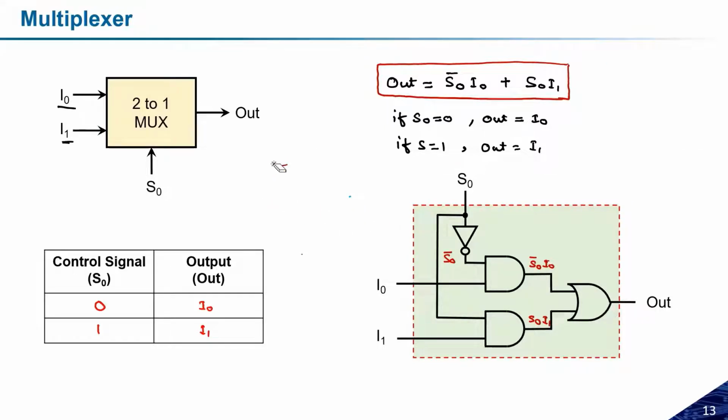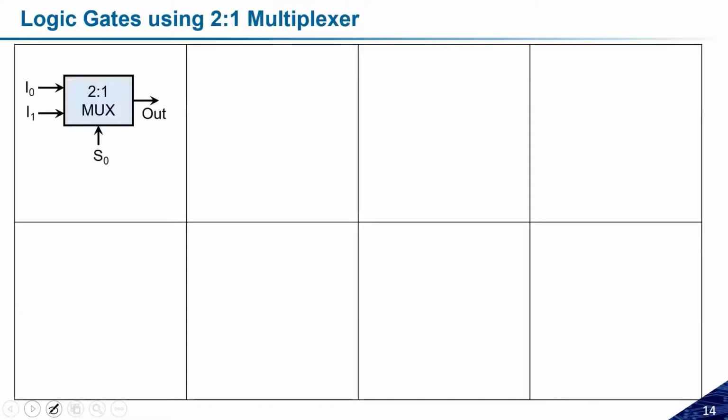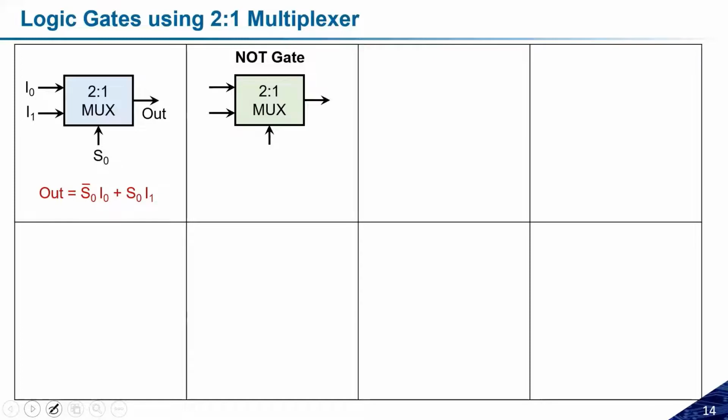So let us try to see how we can design different logical gates with the help of a multiplexer. Logical gates using a 2:1 multiplexer. This is what we know: the 2:1 multiplexer looks like this, and the output expression is S0 bar I0 plus S0 I1. This is the final output expression. Now, if I want to make the NOT gate with a multiplexer, what should be the connection? Can anyone tell me?